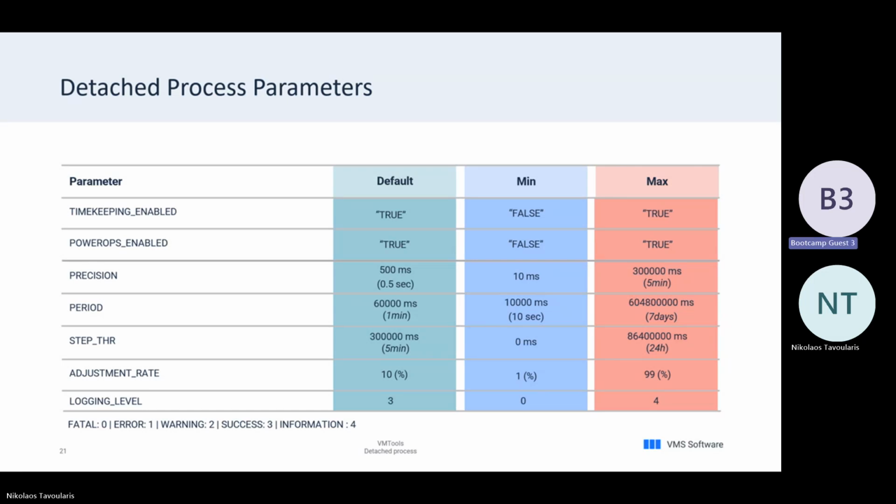And finally, we have the log level. The default value is 3. We have 5 log levels: 0 for fatal, 1 for errors, 2 for warnings, 3 for success, and 4 for informational messages. So 3 means that we print all logs from 0 to 3.